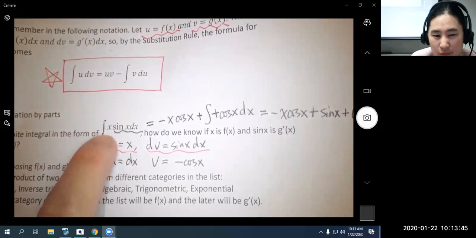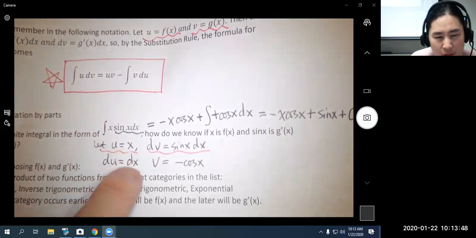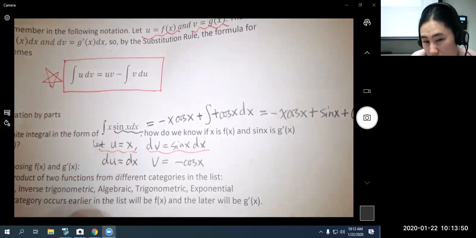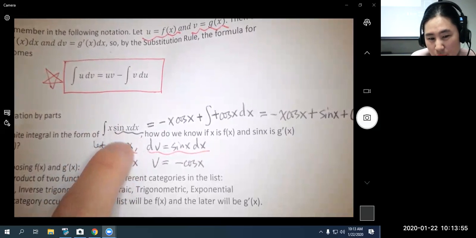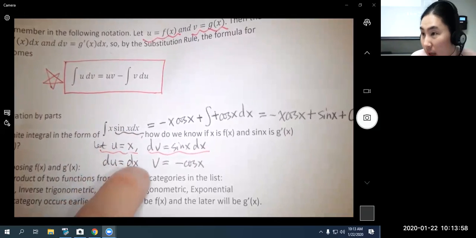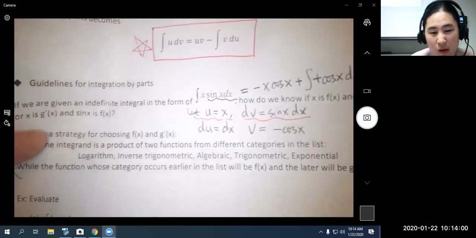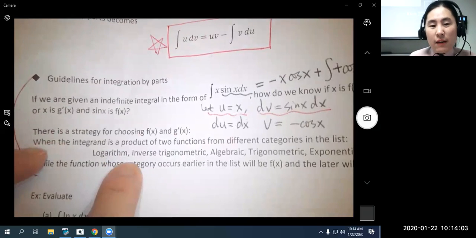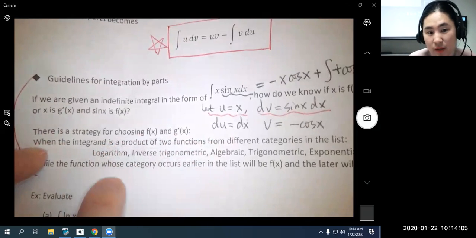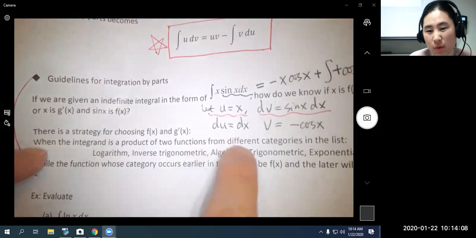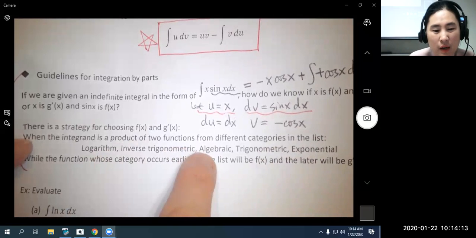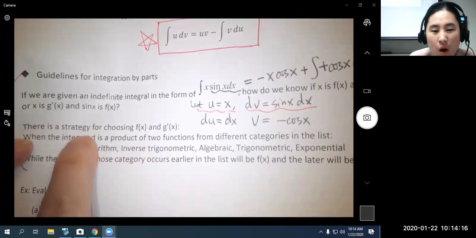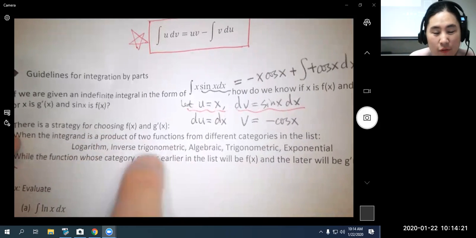When we differentiate u, it should make the derivative easier than before, okay? Because when u equals x, du should equal what? What's the derivative of x? 1 times dx, right? And then in the guideline, it tells us, if we have a product of two functions, one is logarithm, the other is, say, exponential, or one is logarithm and the other is like inverse trig, we always choose the function that comes earlier from the list.